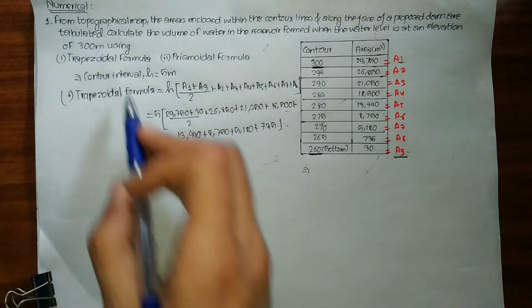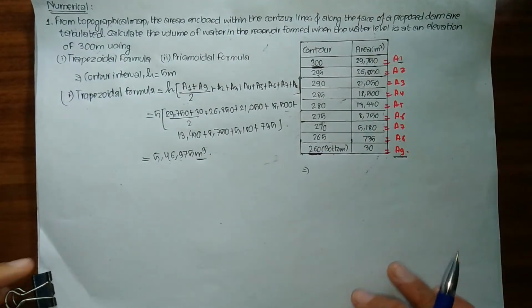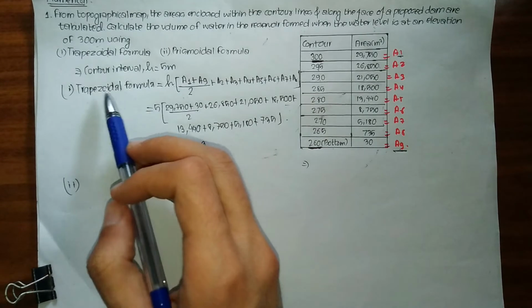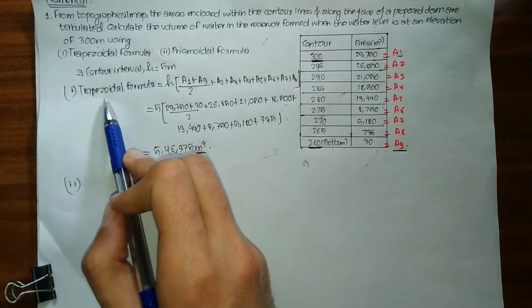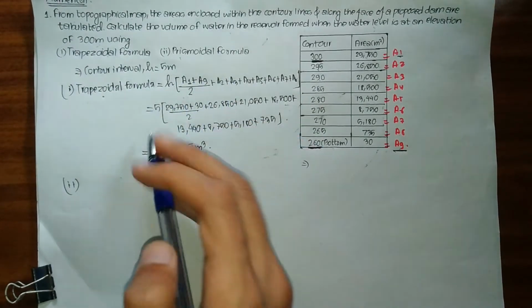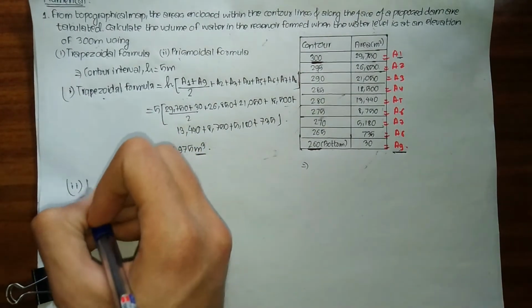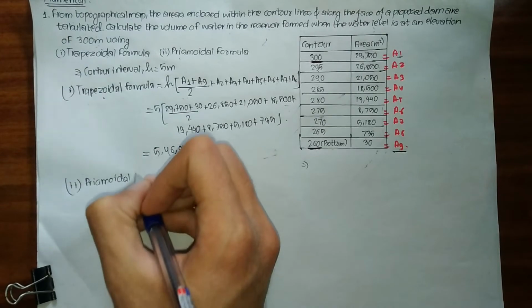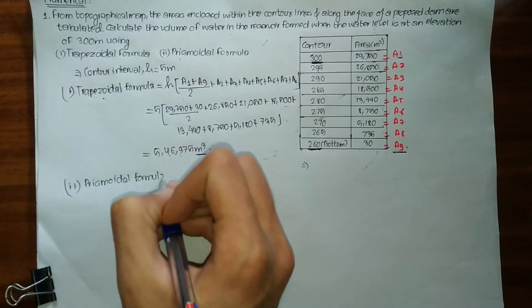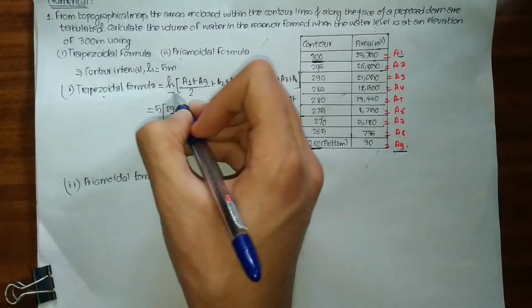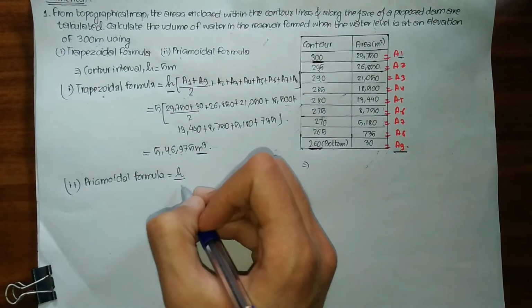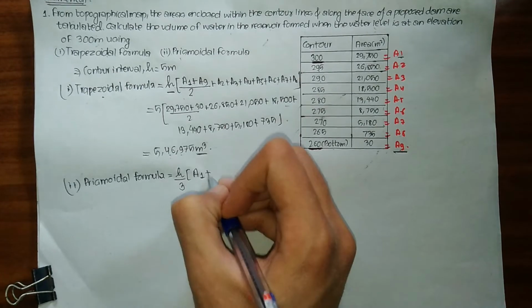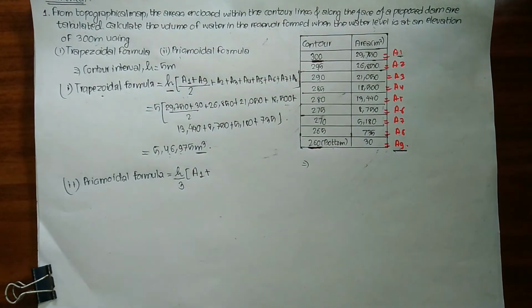So that is using our trapezoidal formula. Next we are going to use our Prismoidal formula to find the same volume of water, but using our Prismoidal formula we are going to get a little bit of different value. In trapezoidal formula we multiply by h, but in Prismoidal formula we are going to multiply it by h by 3. So as I explained before, A1 plus An, we had our first area plus final area.